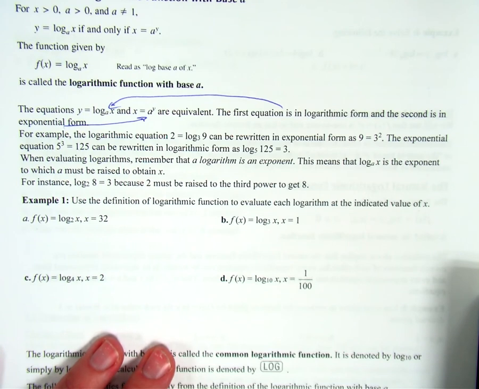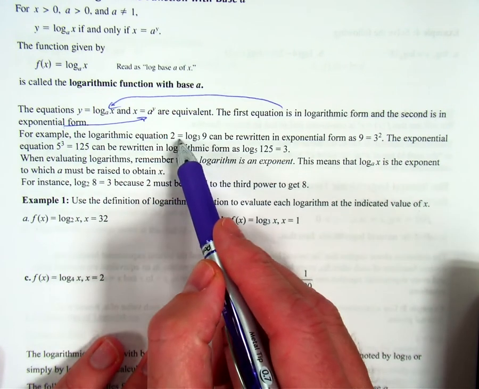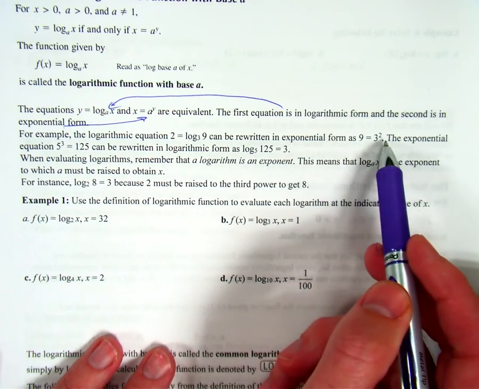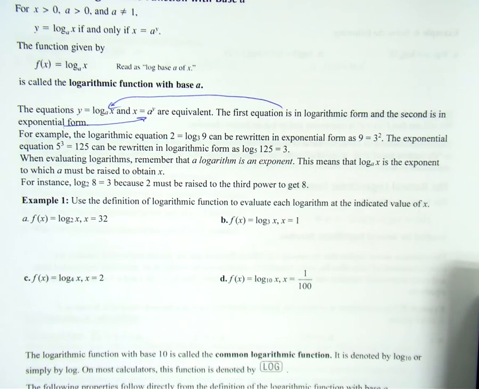The logarithmic equation 2 equals log base 3 of 9, meaning 2 is the power of 3 that gives you 9, can be rewritten as 3 squared equals 9, or 9 equals 3 squared.